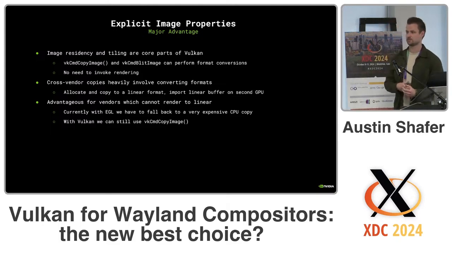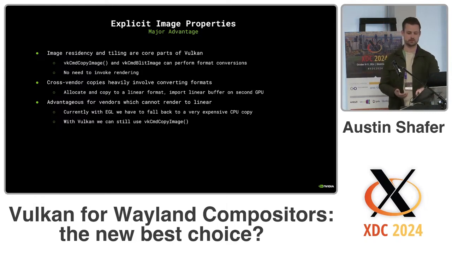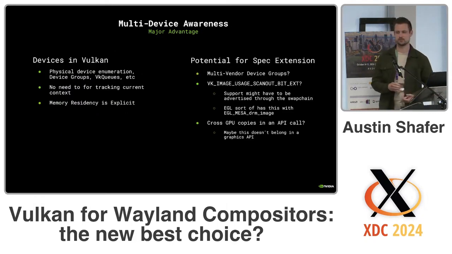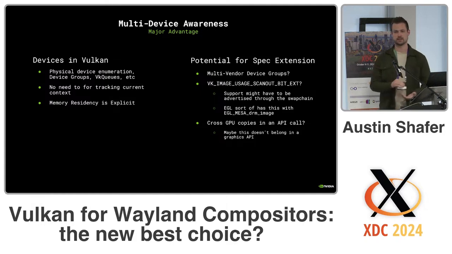And because all the images contain details of the tiling, the layout, which GPU they're on, it all just kind of works like you'd expect. The next major advantage, I'd say, is the fact that devices are a top-level object. All device-level functions except a VK device is the first parameter. The immediate impact for compositors here is that you don't have to manage which EGL context is current right now.